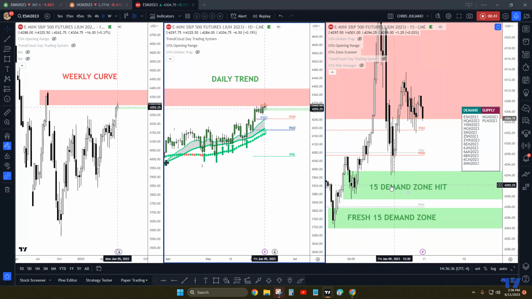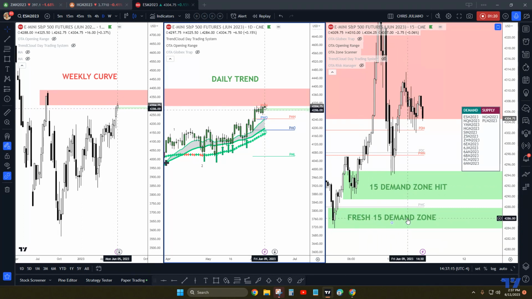And look where the fresh demand zone is on the 15-minute chart. Right underneath the demand zone that got hit already. So it's possible that we could get a pullback to the middle or close to the edge of this zone because we haven't really traveled 50% of the way yet. So we did get hit. That was back on Friday the 9th. It hit that demand zone. So we may have another shot at this zone.